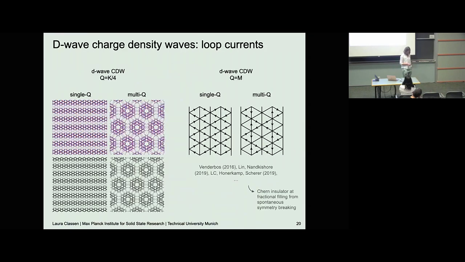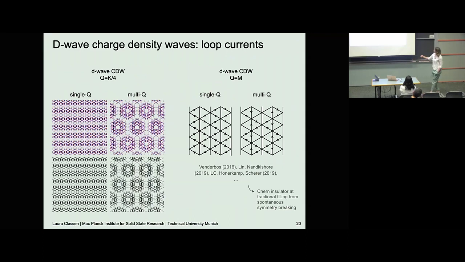Translating these charge density waves into real space, you get the following. The one that was discussed before, again, the d-wave charge density wave with wave vector M. You have single and multi-Q orders, and it leads to loop current states. And here I just want to mention, for example, this multi-Q order will give you an interaction-induced quantum anomalous Hall state. So it's another way of obtaining a Chern insulator at a fractional filling.